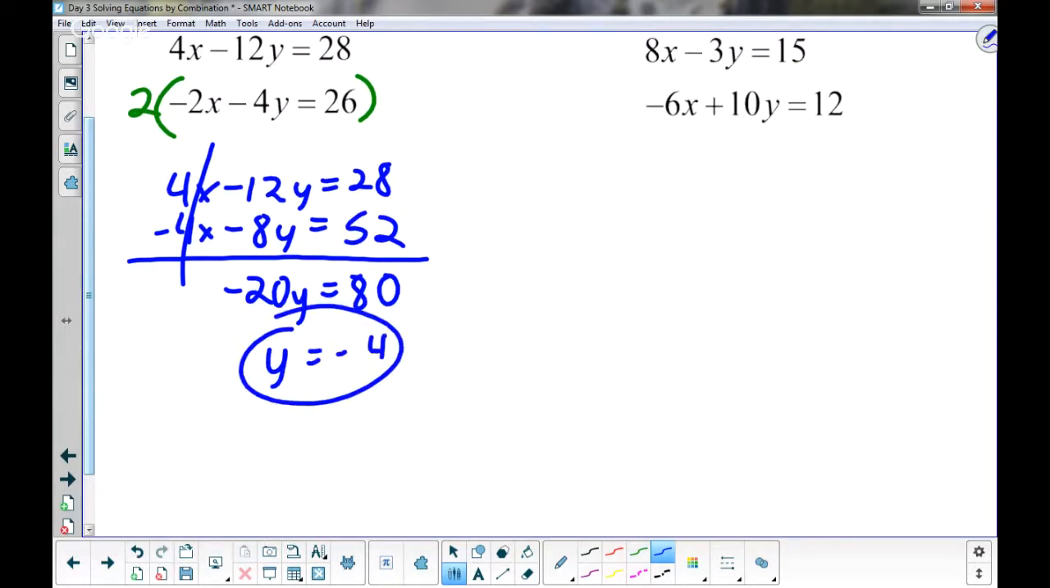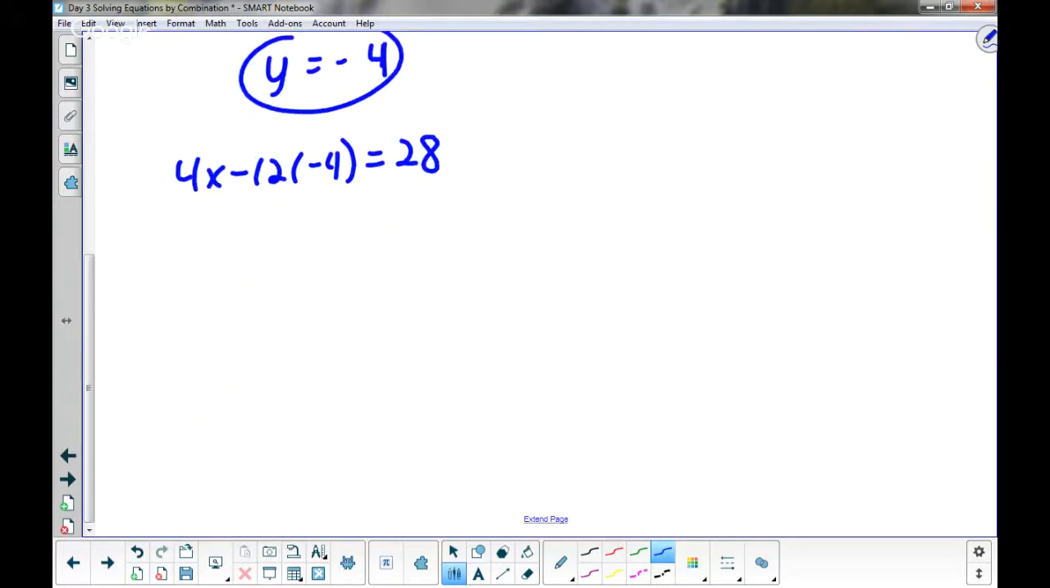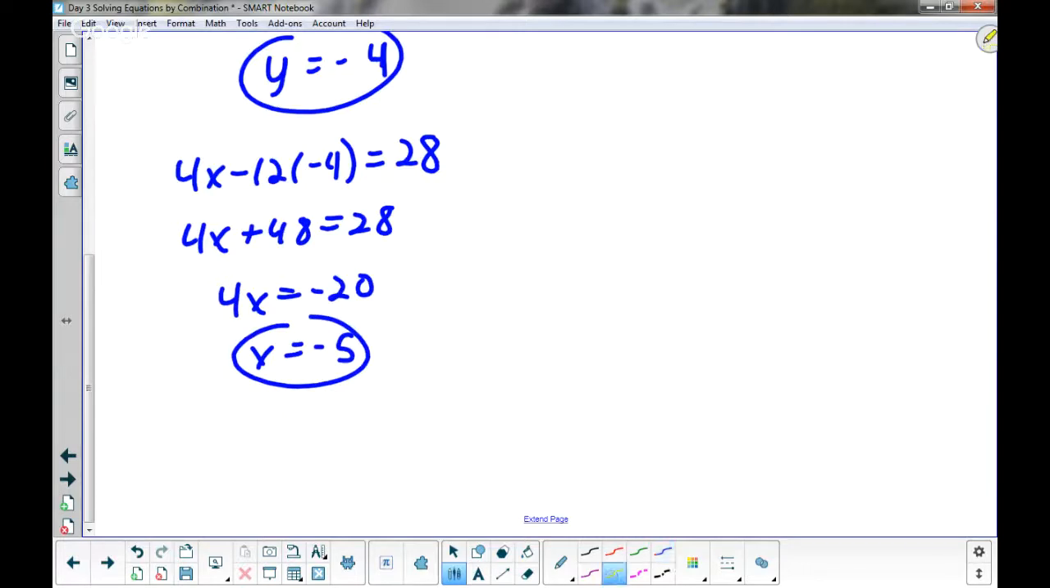Y is -4. Now we can just solve for x, plug it back into any of the equations. Let's go with the first one here. 4x minus 12 times -4 equals 28. 4x plus 48 equals 28. 4x equals -20. X equals -5. So my answer here is -5, comma, -4.